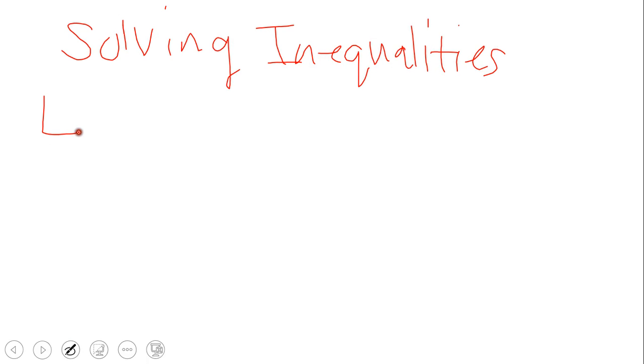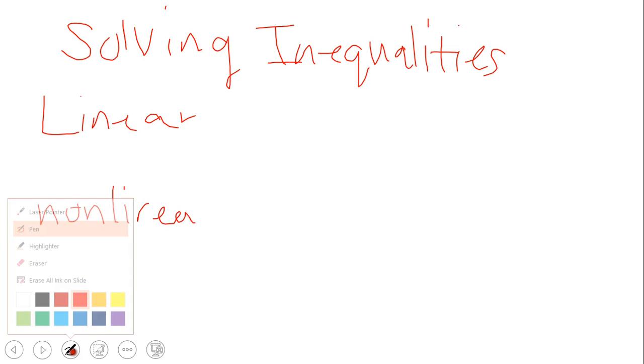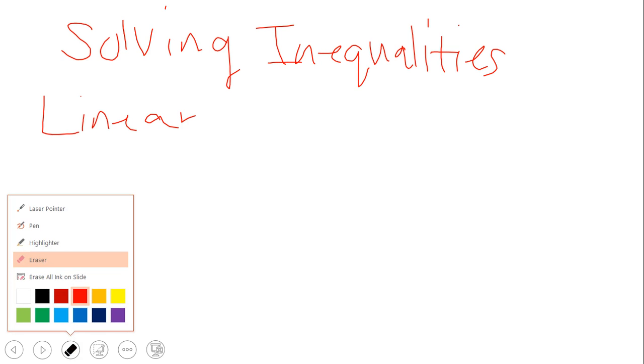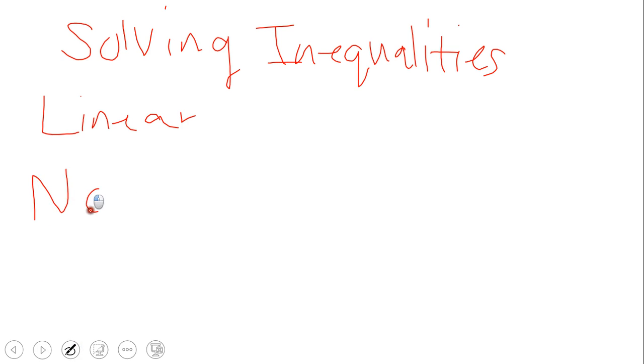There's two types, linear and nonlinear. Linear inequalities, nonlinear inequalities. A linear inequality can be written, if it's, and here we're in one variable.